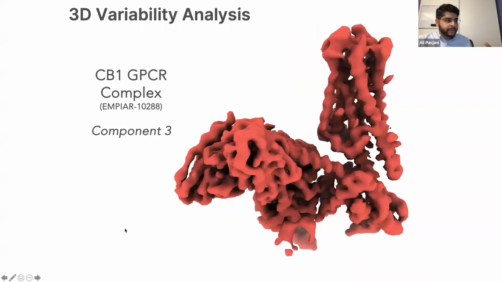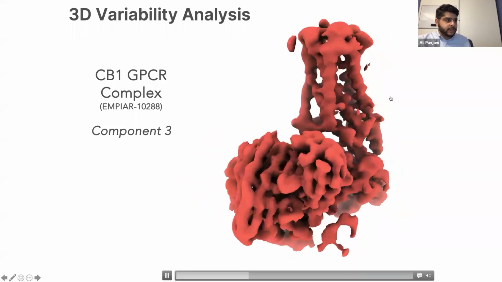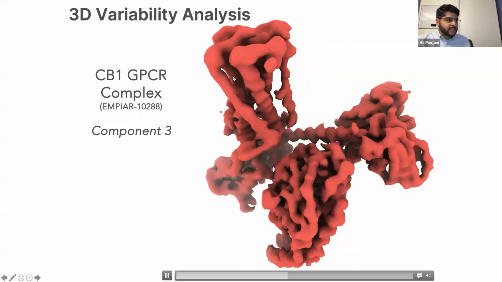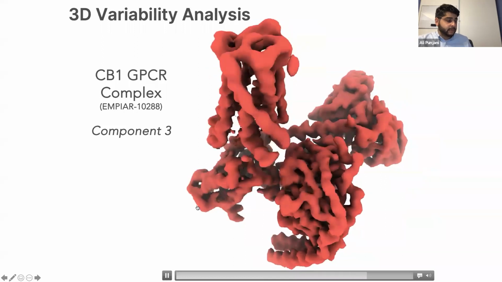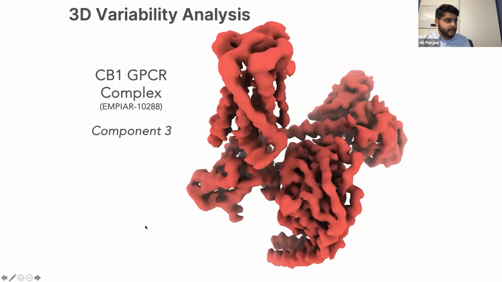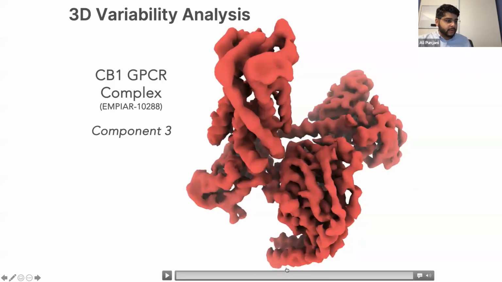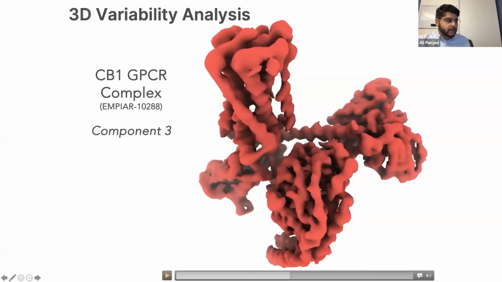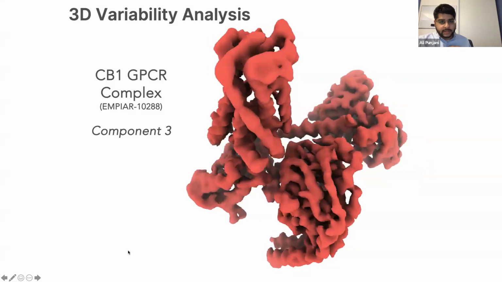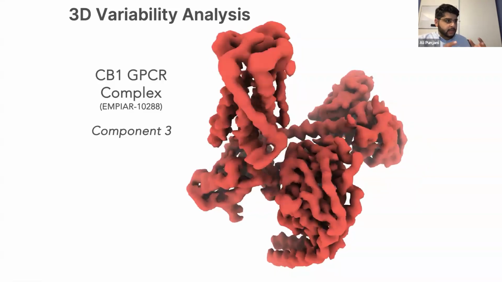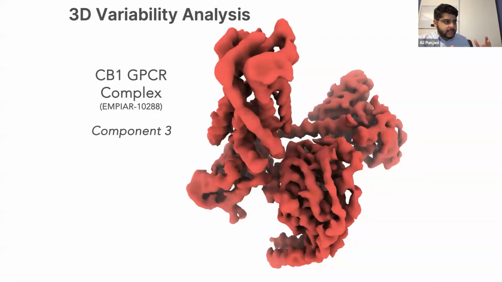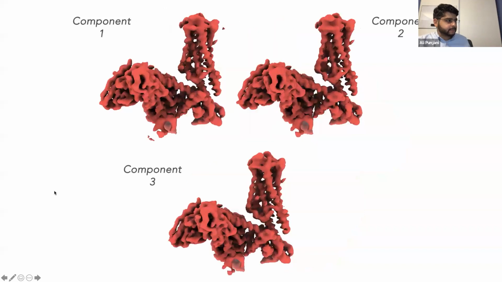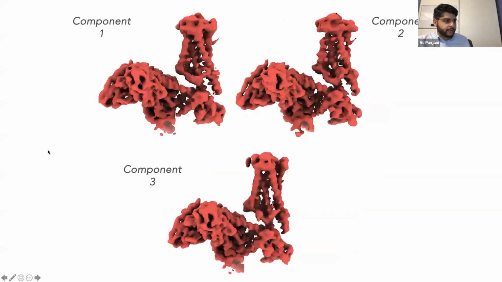And finally, component 3 shows us, even more interestingly, full twisting of the transmembrane domain of the GPCR complex. So this time we're able to see motion again of just a very small part of the protein, but we didn't actually tell the algorithm that we want to see motion in the transmembrane domain or any part of it. We just asked for the first 3 most important types of variability in the data. So this is just showing all 3 of those again together.